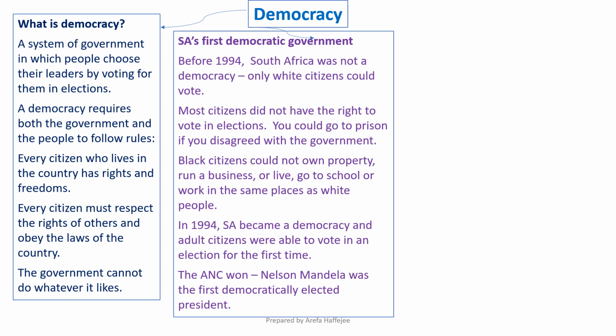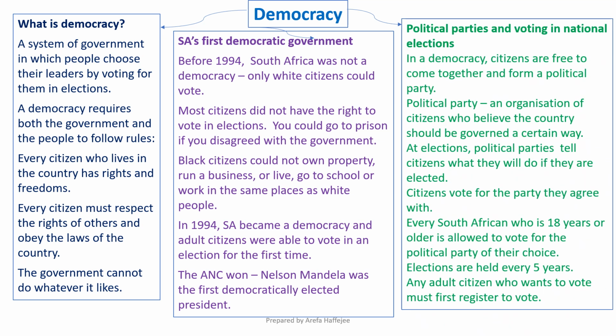But in 1994, Nelson Mandela worked with F.W. de Klerk and they brought about democracy in South Africa. And in 1994, Nelson Mandela was elected the first democratic president of South Africa.